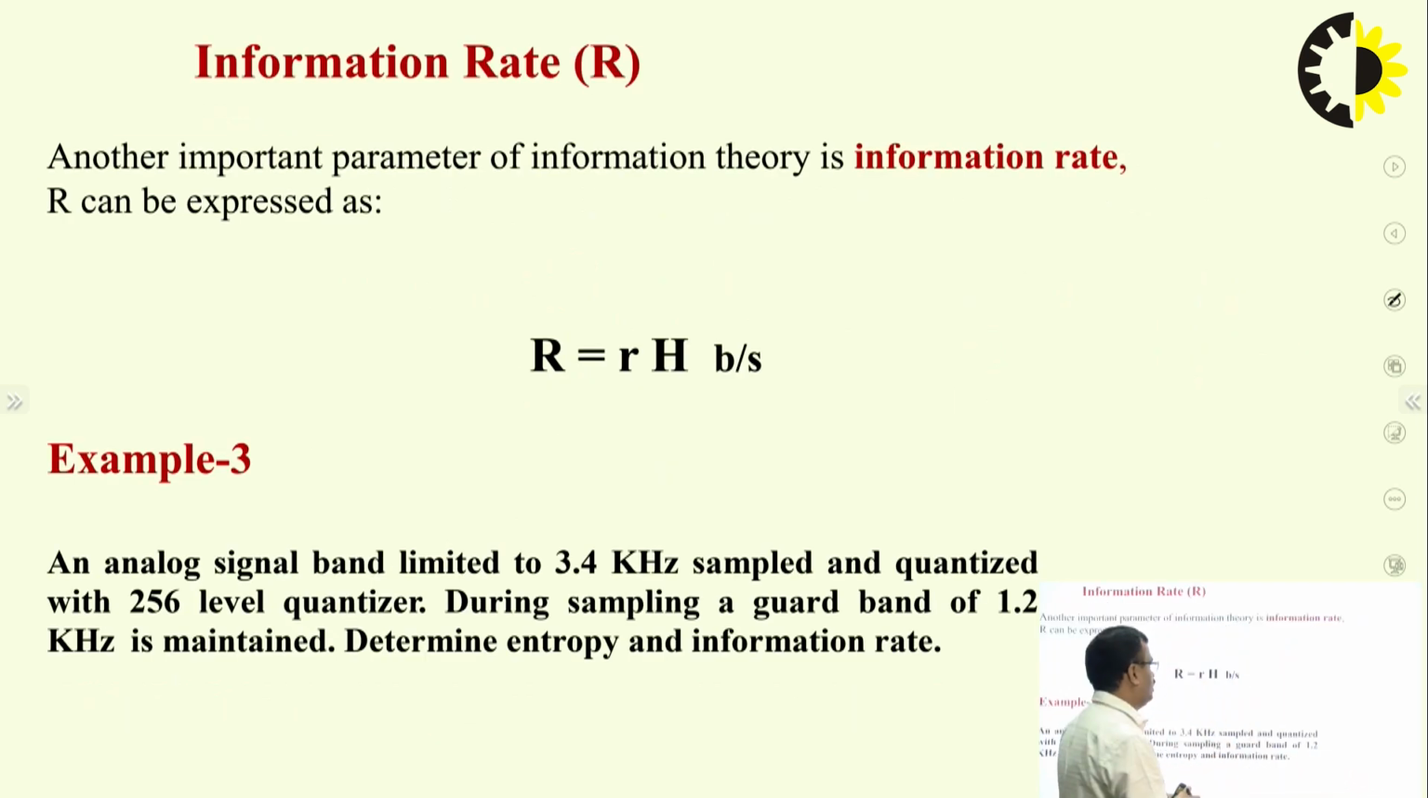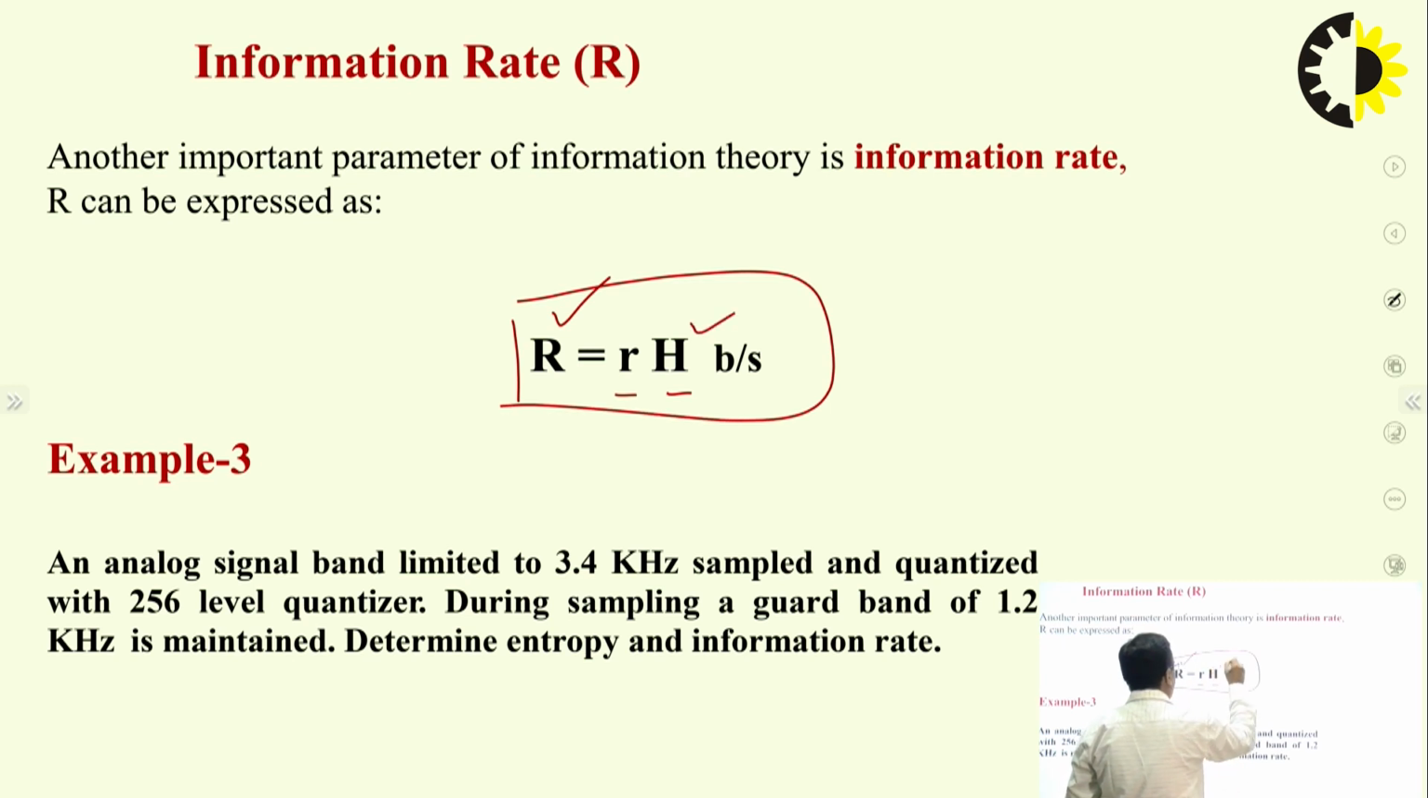Next, the rate of information, or speed of data communication, the speed of sending data in bps, Mbps, kbps and so on. The rate of information is denoted by capital R, and capital R is equal to small r into H. So it is the product of entropy and the rate of sending messages. Small r is the rate of sending messages and H is the entropy, and it is in bits per second.